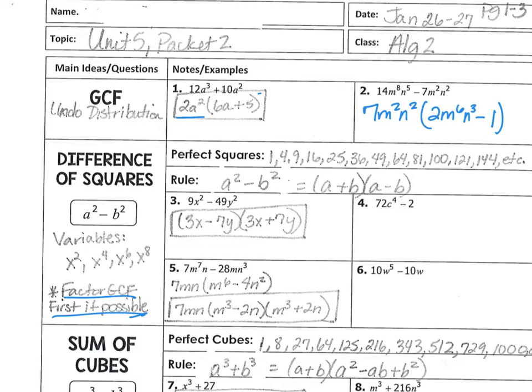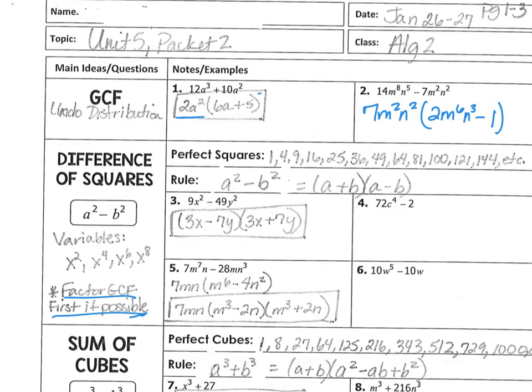If you have a difference of squares, a squared minus b squared, where a and b are just the square roots, you take the square root of each term. So for example, problem 1, 9x squared minus 49y squared. The square root of 9 is 3, so you're going to write a 3 and a 3 in both parentheses. The square root of x squared is x, so that's an x and an x. So you've got 3x and 3x. For 49y squared, it would be 7y and 7y.